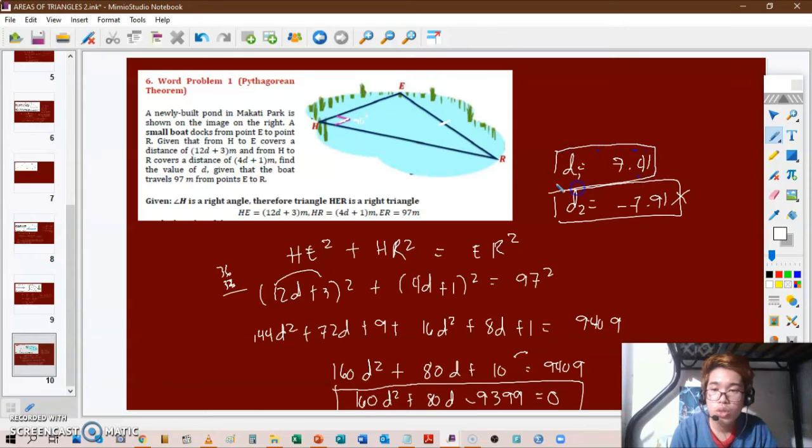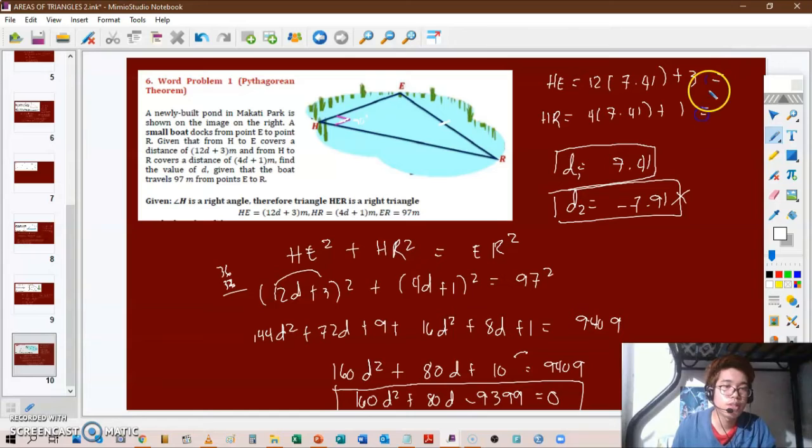Okay, so let's try to identify the question. Since we've already found the value of d, we can try to compute for the side measurements of the given figure. So we have here HE is equal to 12 times 7.41 plus 3, and HR is going to be 4 times 7.41 plus 1. So let's try to compute for their side measurements.